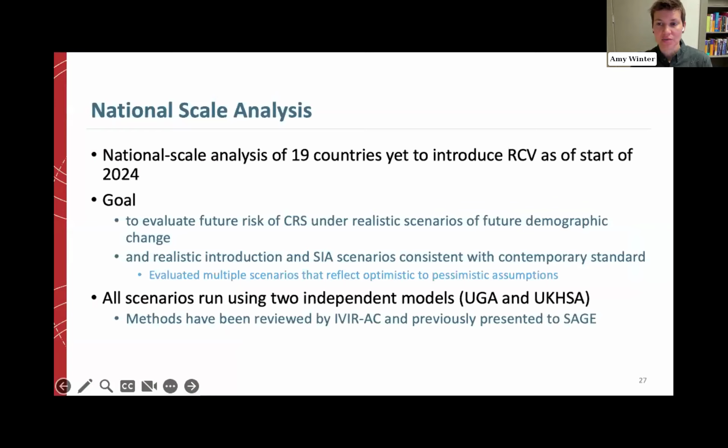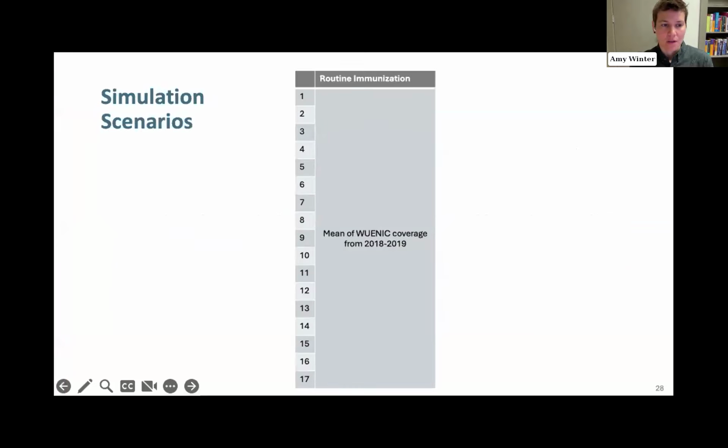These simulations consider realistic changes in demography over the next 30 years, and the introduction scenarios reflect current programmatic activities with pessimistic to optimistic coverage assumptions that reflect measured coverage. All scenarios were run using 2 independent models, and technical details have been published. So we're going to jump into the scenarios that were simulated.